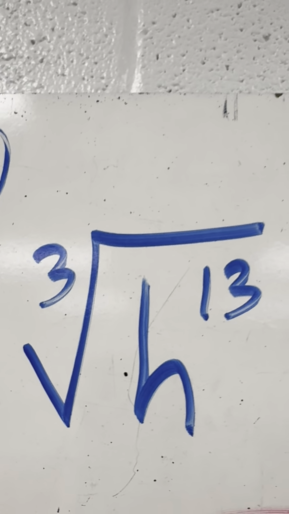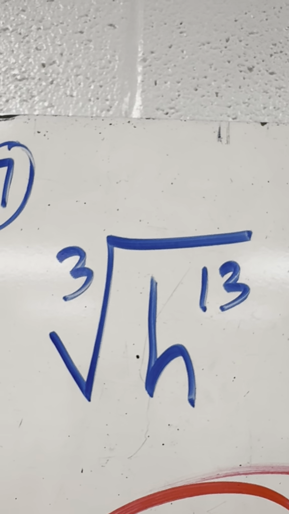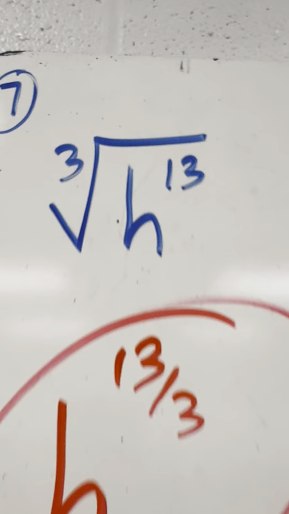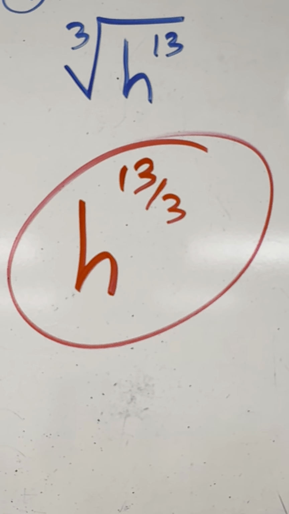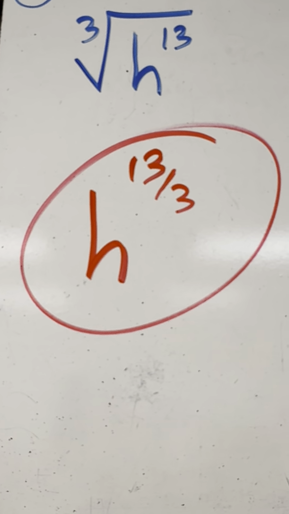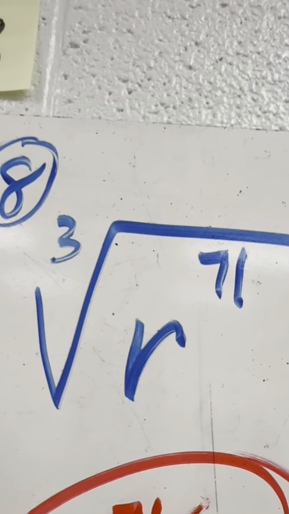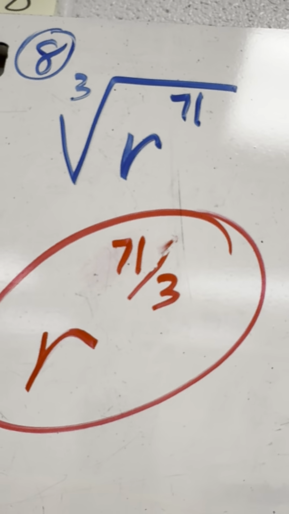Okay, but here, what's h to what power? This is h to the 13/3. Does 3 evenly go into 13? No. So guess what? You're done. Just leave it. H to the 13 over 3. Over here, r to the what power? R to the 71 over 3.